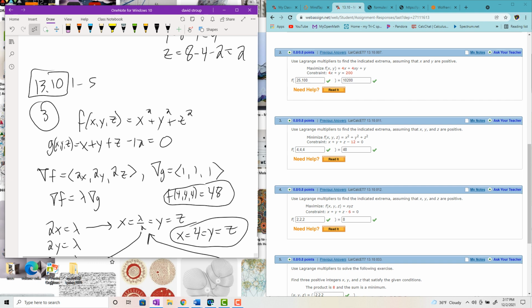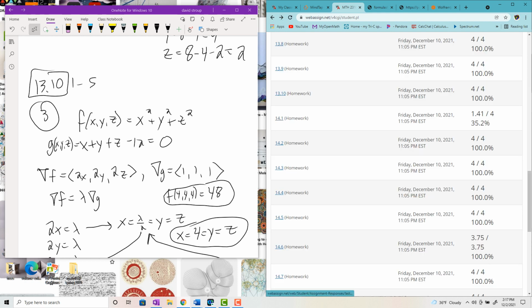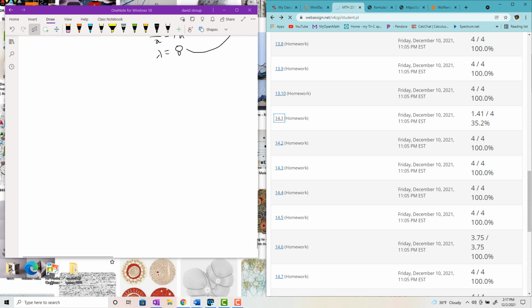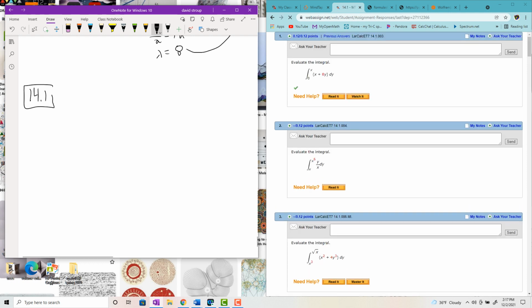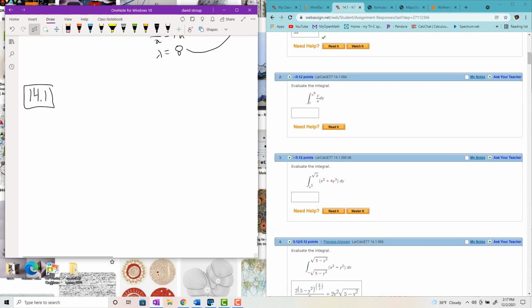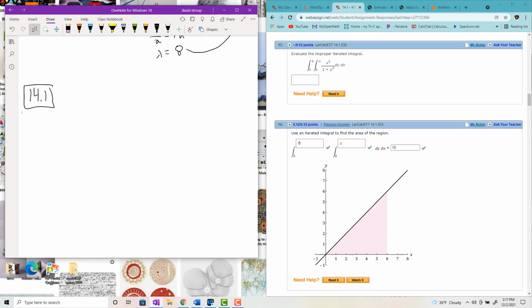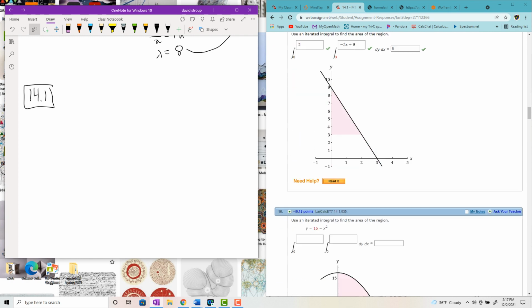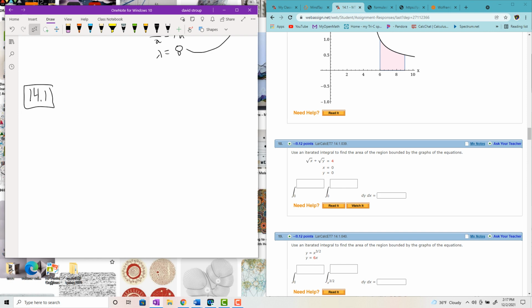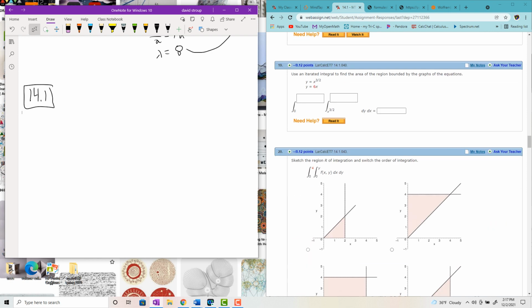Okay. Finally, in the chapter now, 14, integrals. Okay, so 14.1, let's take a look. Clearly you should be able to evaluate, but I'm more interested in, can you set them up? Can you switch order? So problems like, I don't know, you don't like the ones where they give you a picture.